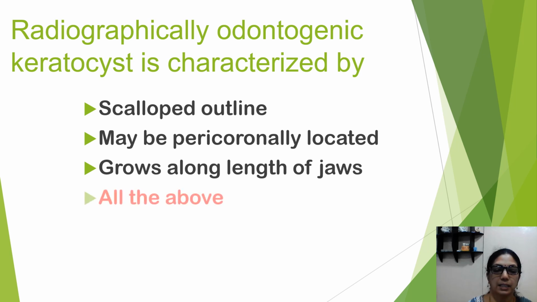The correct answer is all these statements are true about the odontogenic keratocyst in the radiographs. They will have scalloped margins, that is, the margins will extend in between the roots of the teeth. They may be present pericoronally, coronal to the erupting tooth, and they grow along the length of the jaws. Because of this feature, clinical presentation of this cyst as swelling is rare, because before it causes any swelling of the jaws, it will extend anteroposteriorly along the bone.